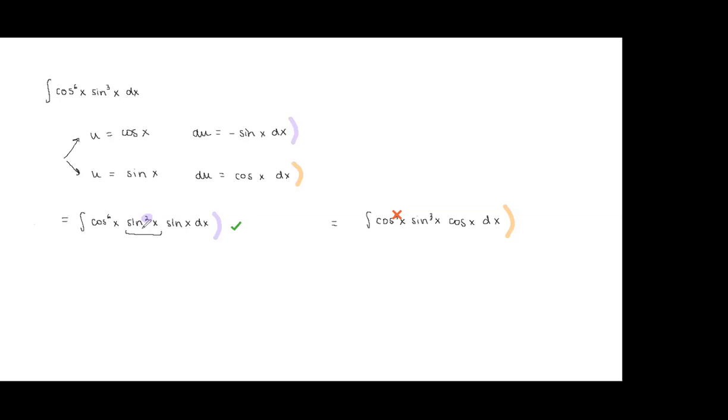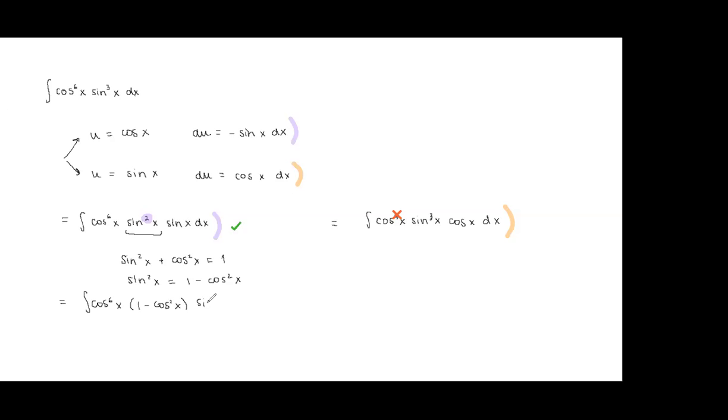So I know that sine squared of x plus cosine squared of x is equal to 1, which means I can replace sine squared of x by 1 minus cosine squared of x. Then I have cosine to the power of 6 of x, and the sine squared can be replaced by 1 minus cosine squared of x, and then I have the sine of x dx.